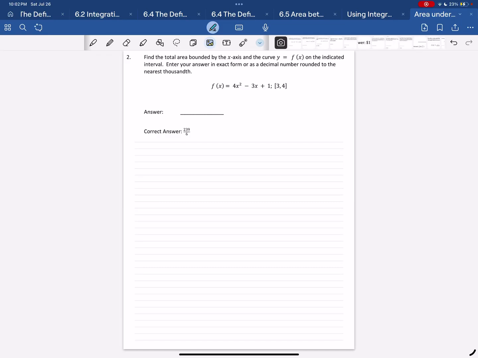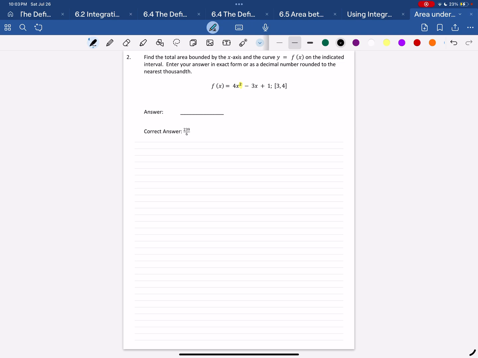Example 2. Find the total area bounded by the x-axis and the curve y equals f of x on the indicated interval. Enter your answer in exact form or as a decimal number rounded to the nearest thousandth. This function is a parabola. I know that because it has an x squared.